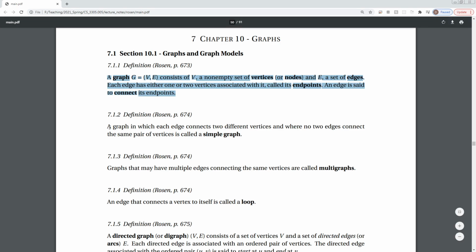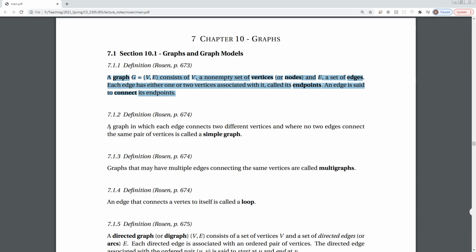Okay. And then the other example that's nice to keep in mind is like the interstate highway system and how it connects cities. So then the cities would be the vertices, and the roads that connect them would be the edges.